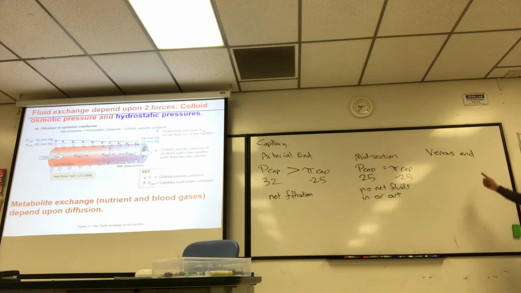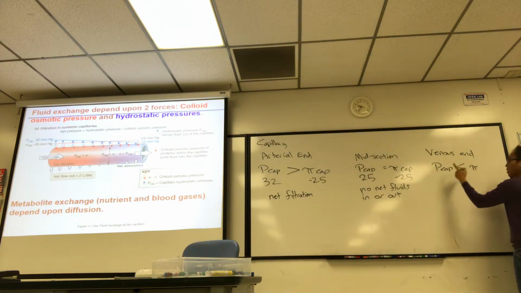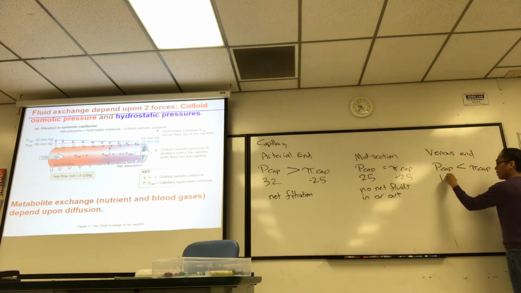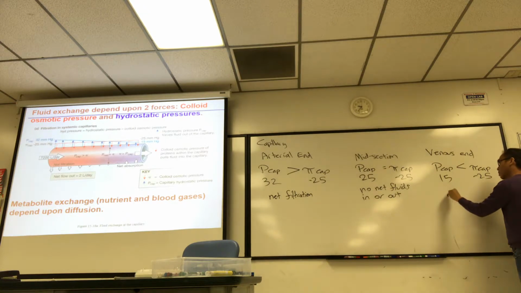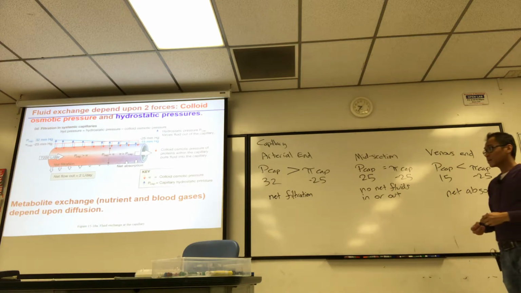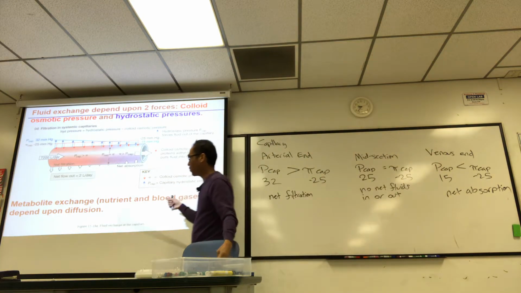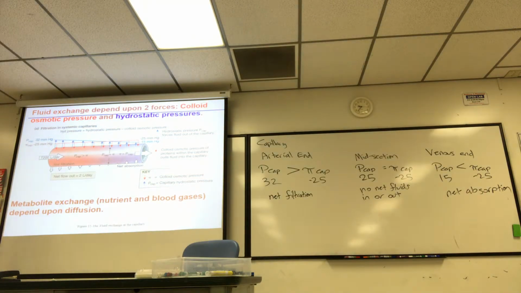Now, the pressure tends to drop to about 15 over here, so then the P cap becomes less than the pi cap. It's like 15, negative 25. So there's net absorption. That's kind of what I want you to see there. Like I say on the bottom, that's just the fluid exchange. The metabolite exchange is dependent upon diffusion.